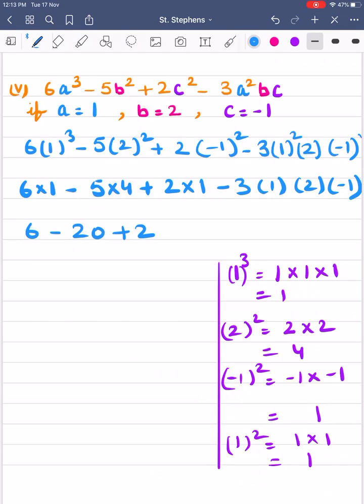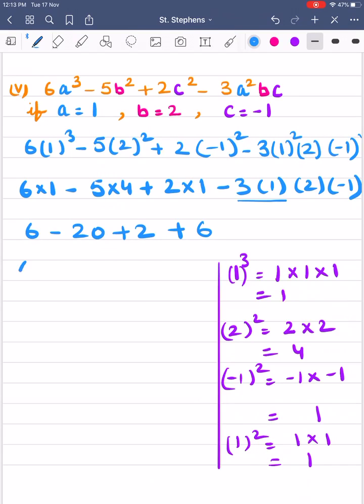Now here we will multiply 3 into 1 into 2 into minus 1. So first ignore the sign and we get 6. So we write here 6. Now minus sign occurs 2 times here, which is even number of times. So we have to write plus with our answer. So it is plus 6.